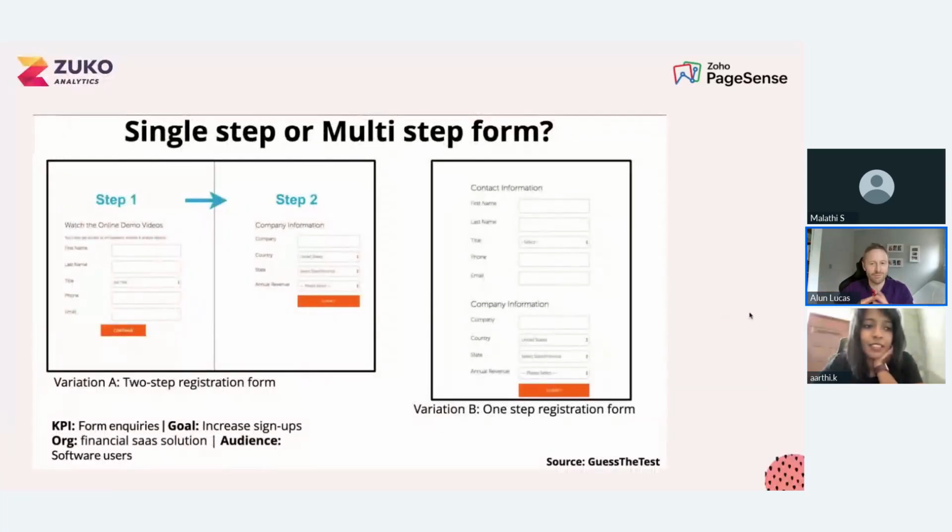Second one for you, and this one we have borrowed from Guess the Test, which is a website with a number of A/B tests. This one's for forms. So we have here a single step or multi-step. On the left-hand side, variation A, a two-step registration form: basic details, then company information. Variation B, a one-step registration form, asking basically the same thing, but on a single page. There are about 8 fields there. So again, the question, if we can get the poll live.